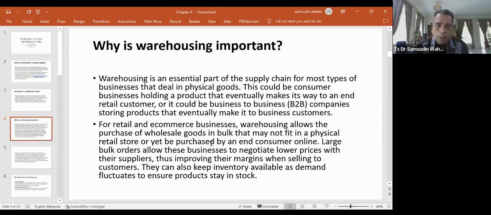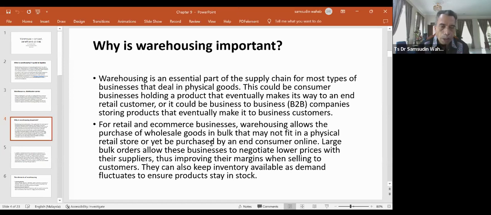It could be business to business, companies storing product that eventually makes its way to a business customer. Business to business means there is a storage, a warehouse, in between the shipping or delivery of product from business A to business B. When we talk about B2B, it can be in the form of transferring the ownership. Maybe B2 is a partner for B1. B1 is the manufacturer, B2 is a business partner of the manufacturer. So we call it B2B, business to business.